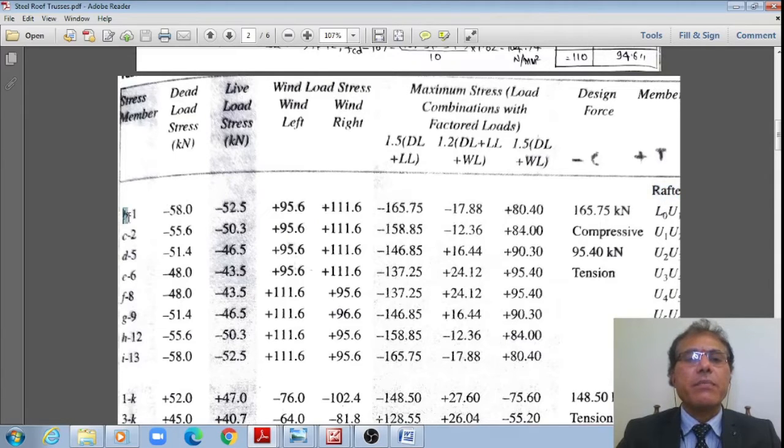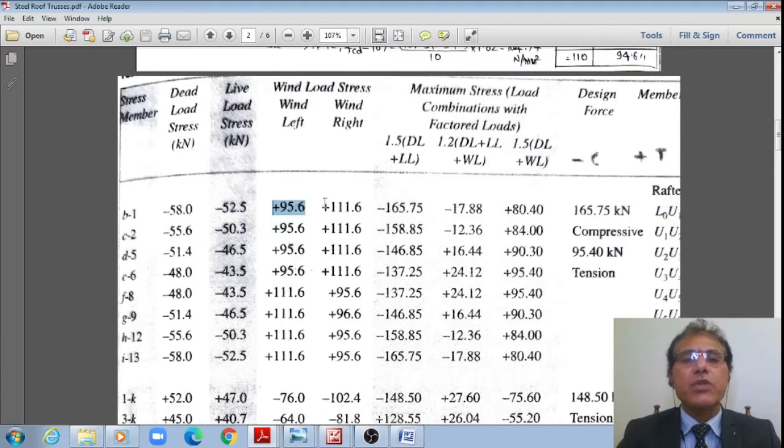Even I have shown B1, right? That this value was obtained as minus 58. That minus indicates the compression force. Minus indicates the compression force, right? Even due to dead loads, we have analyzed and obtained minus 52.5 at the joint, right? B1, or that member, was L0U1, right?